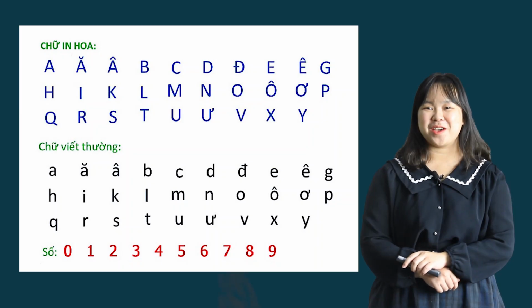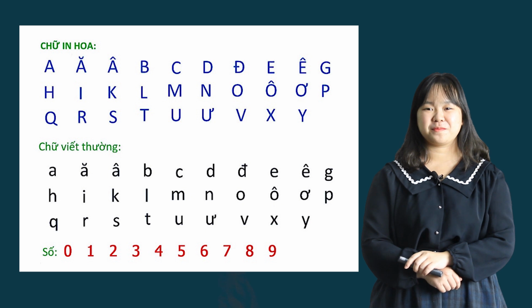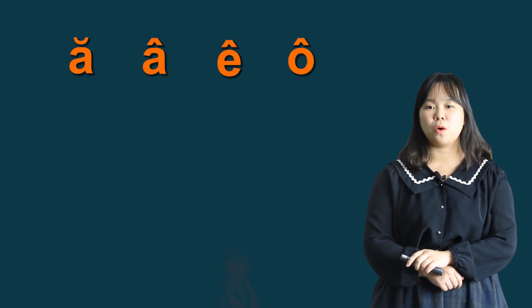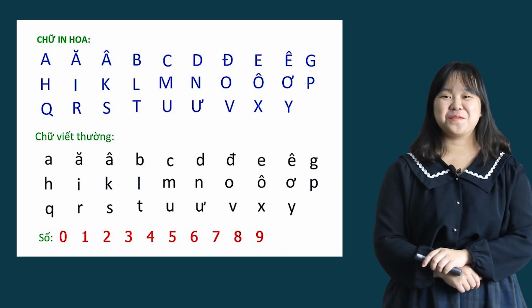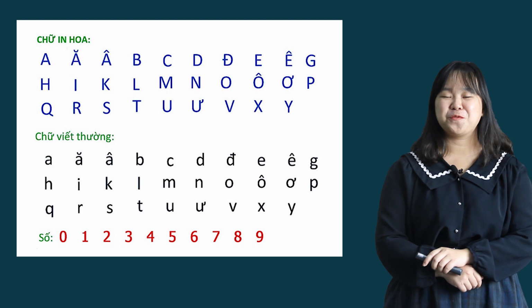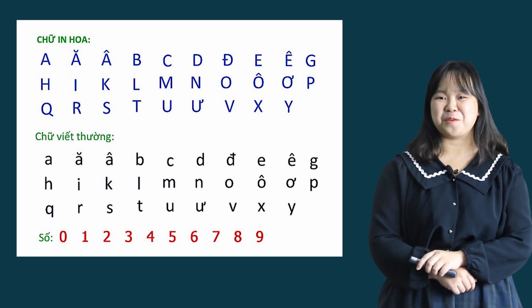The Vietnamese alphabet has 29 letters, and there are some letters that the Latin alphabet doesn't have, such as Ă, Â, Ê, Ô, Ơ, Ư, Đ. And also, we don't have some letters like F, J, W, Z. The Vietnamese use the 29 letters to form vowels and consonants. Now, let's practice each of them with me.